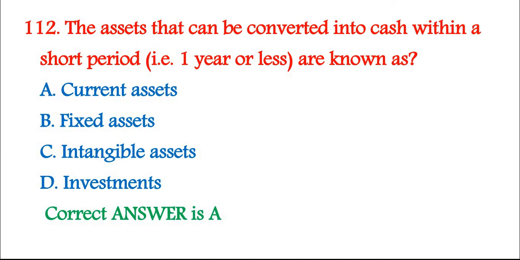112. The assets that can be converted into cash within a short period, i.e. 1 year or less, are known as A. Current assets. B. Fixed assets. C. Intangible assets. D. Investments. Correct answer is A.